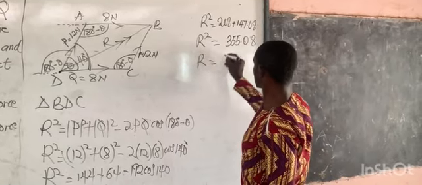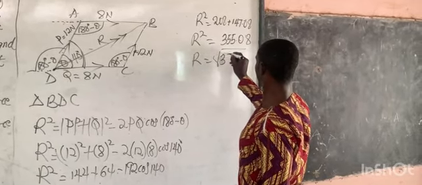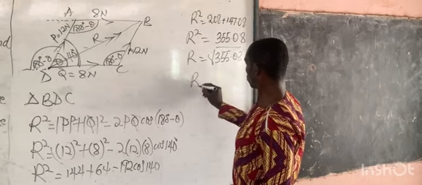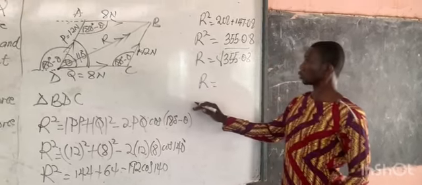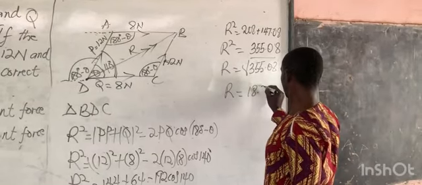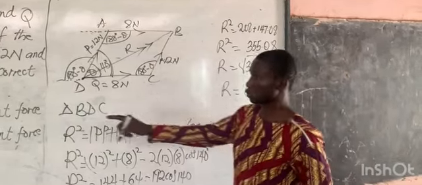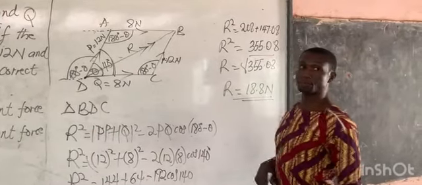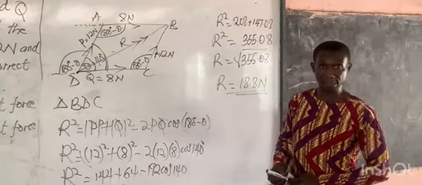R is equal to the square root of 355.08. That's the magnitude of the resultant force. It will be equal to what? 18.8. 18.8 Newton. In fact, I said to one decimal place. So it's 18.8 Newton. The resultant force is 18.8 Newton, and that gives you the answer.